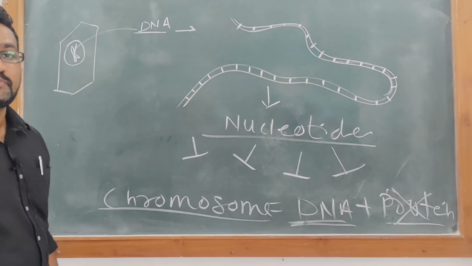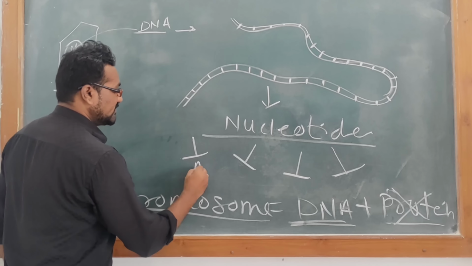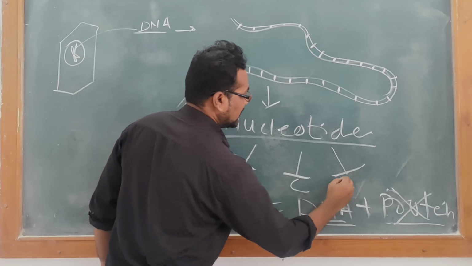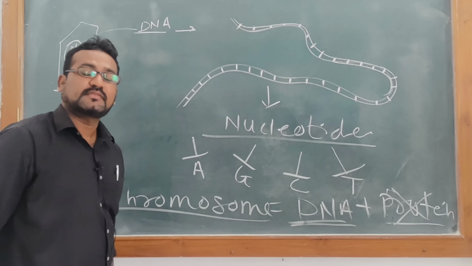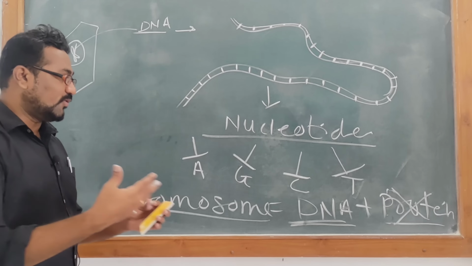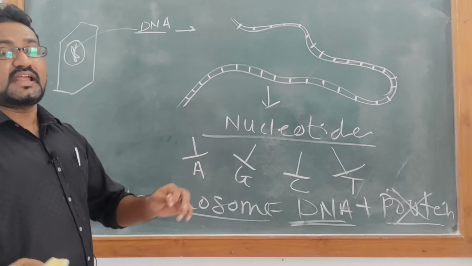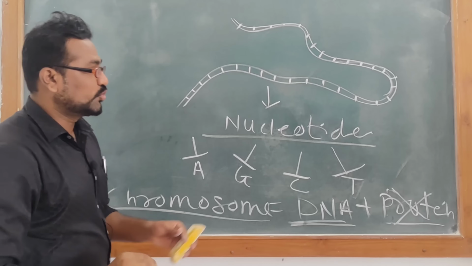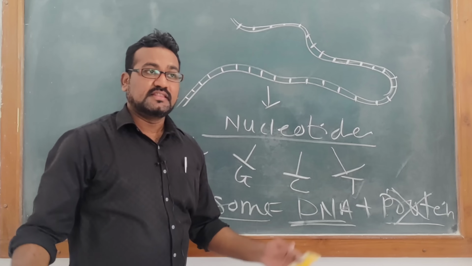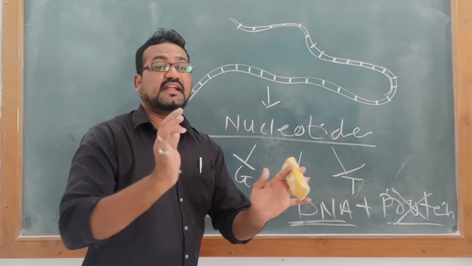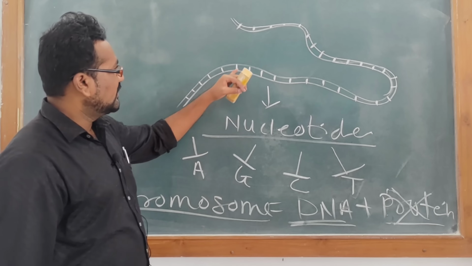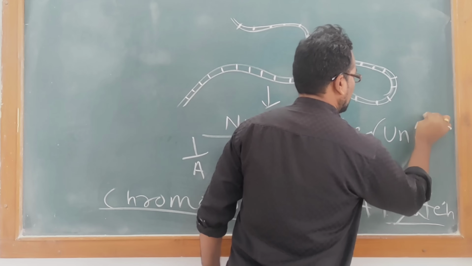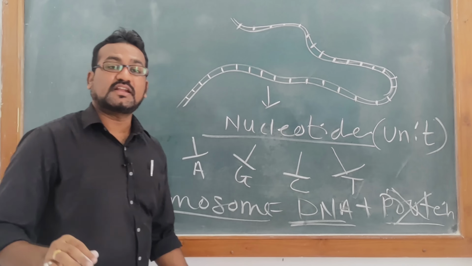You have 4 different types of nucleotides. One is A, another is G, third one is C, and fourth one is T. I will discuss them in detail, but just understand what I am trying to tell you here is that we have these nucleotides present in this DNA. These nucleotides come together to create DNA. Means what? Nucleotides are the unit of DNA.